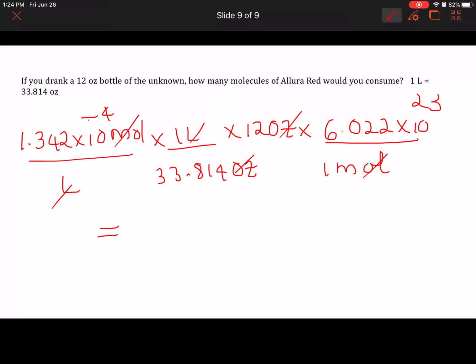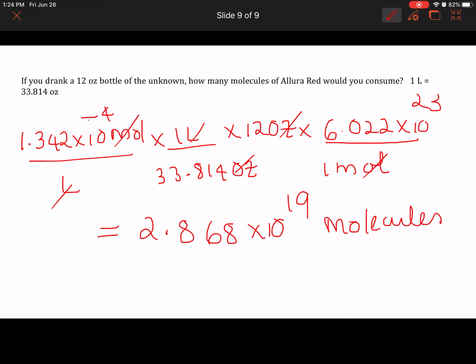So you're going to be getting a number similar to this, 2.868 into 10 to the 19 molecules. So if you drank a Gatorade 12 ounce bottle, you are consuming this many number of dye molecules. Okay, so next time you can think, if you drink any red beverages like Kool-Aid, Gatorade, how many dye molecules you are putting into your body. Okay, 10 to the 19, it's a huge number.